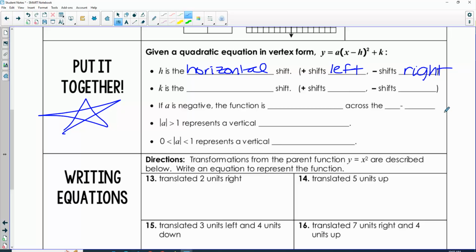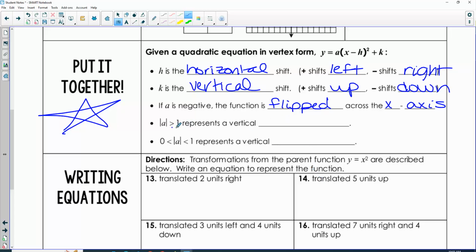The k, the number on the end, that changes the y value of the vertex. So that's our vertical. It's the up and down. Adding goes up. Subtracting goes down. All right. If the A is negative, if you have a negative in front, it is flipped over the x-axis. It becomes an upside down graph.